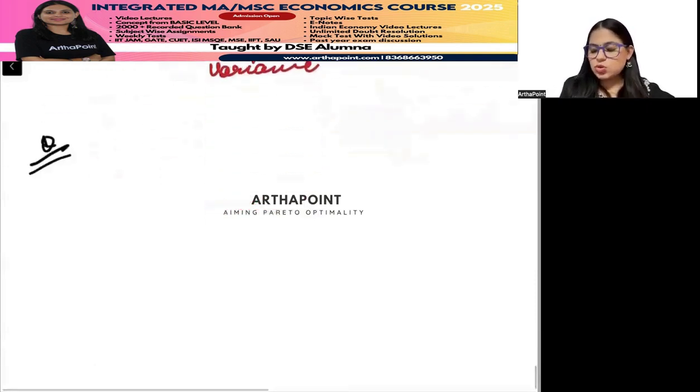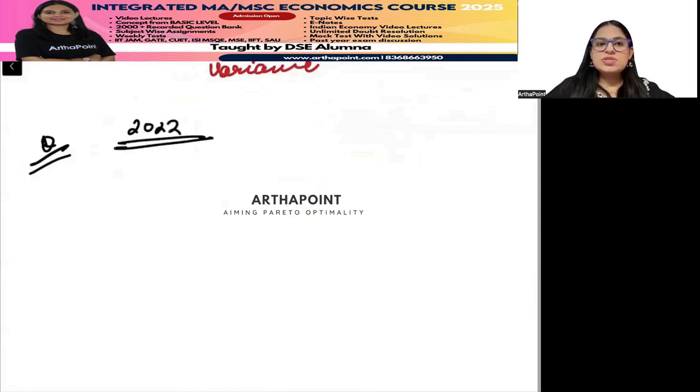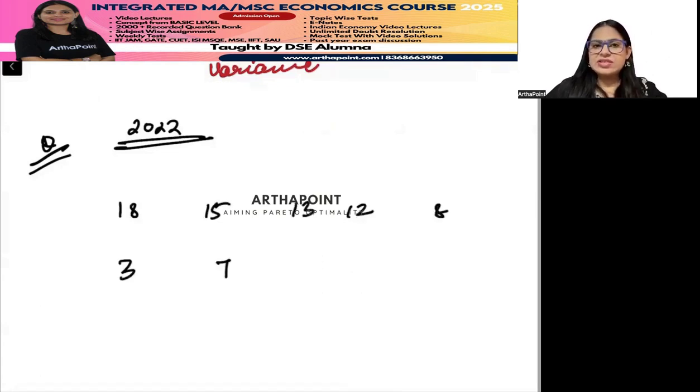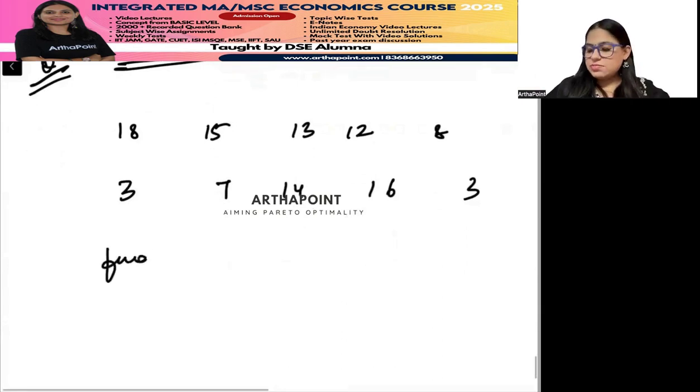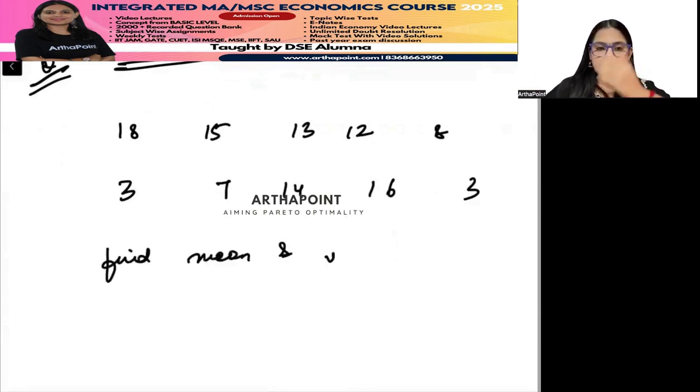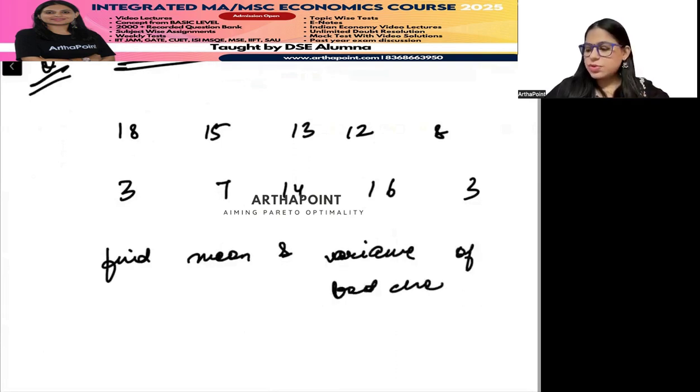So for example, this is a 2022 question. जिसमें I tell you that there were 10 days, and on these 10 days, the following were the number of checks that got bad by a bank: 18, 15, 13, 12, 8, 3, 7, 14, 16, and 3. The bank had these bad checks on different days. And I ask you to find the mean and variance of bad checks. कितना simple question है.